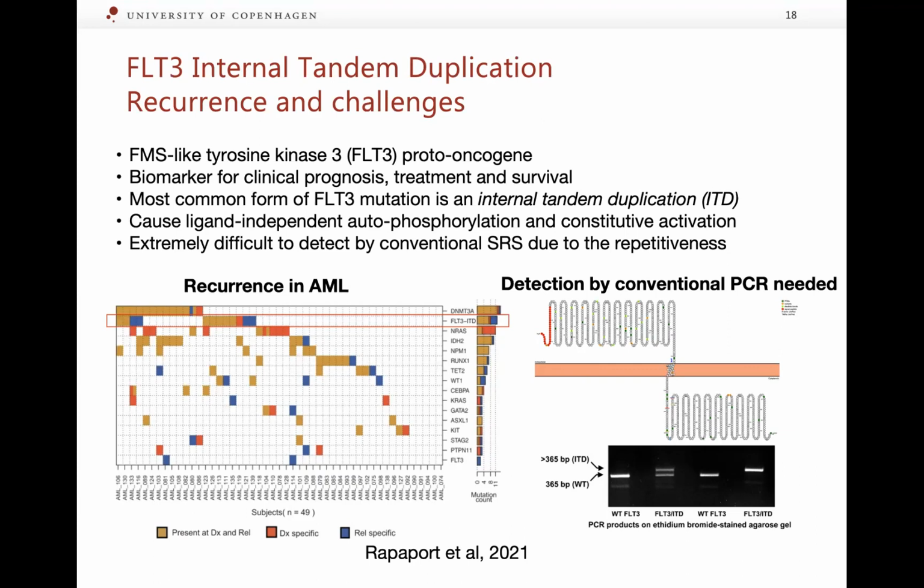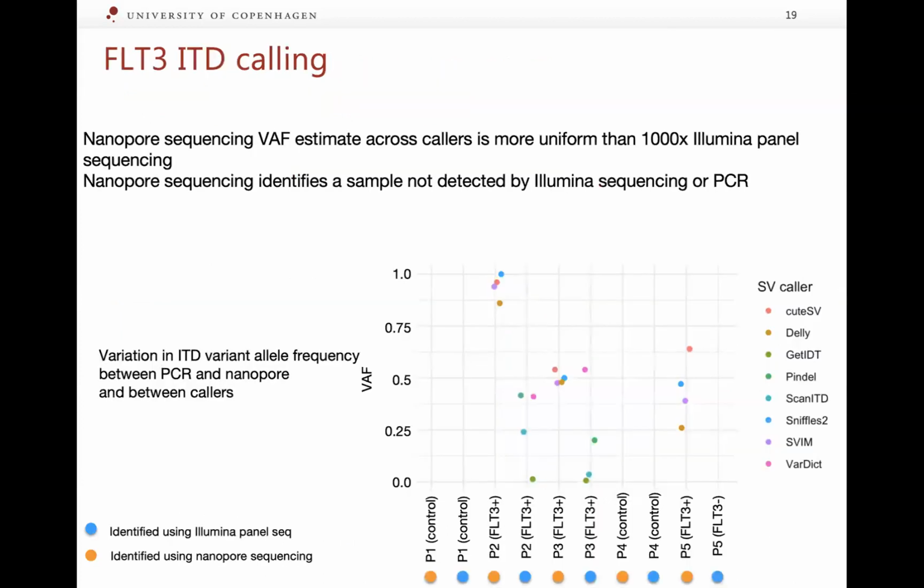It really causes this autophosphorylation and constitutive activation of the gene. You see that it's highly recurrent in AML, and you can detect it by tedious PCR methods. And what has really been the challenge is that I think there are 4, 5, 6 different specific variant callers for Illumina sequencing just to identify FLT3. It's a duplicated region of a highly repetitive region, so a classical issue. And so we benchmarked it with 1000x panel sequencing, Illumina sequencing, together with Oxford Nanopore sequencing.